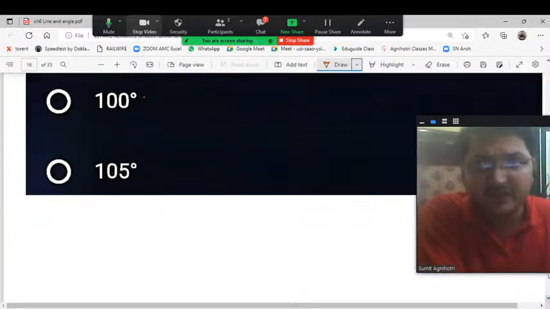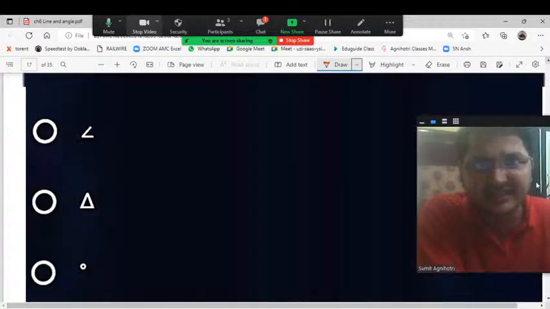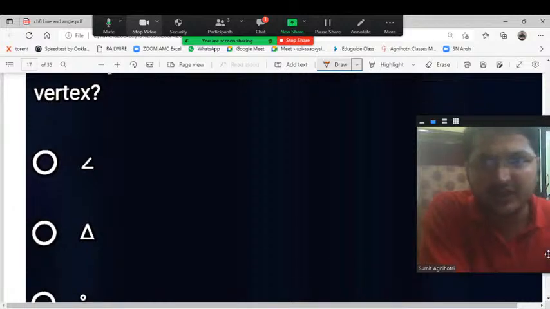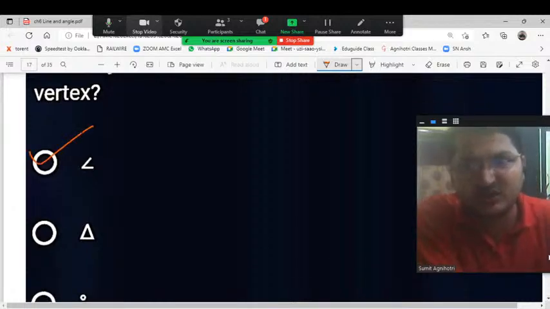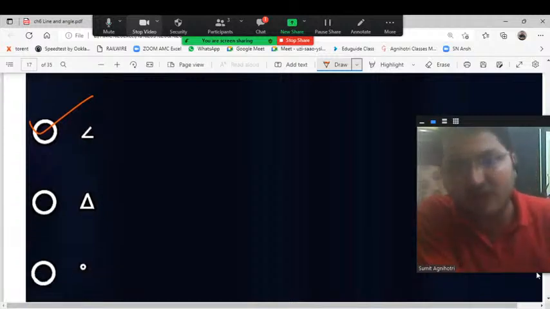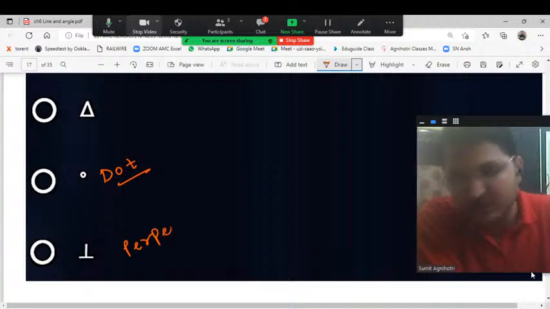The next question in front of your screen looks like this. Which is the symbol to denote an angle? The first symbol is to denote an angle, the second symbol is to denote a triangle, the third symbol is a dot used to denote a degree, and the last symbol is used to represent perpendicular lines.